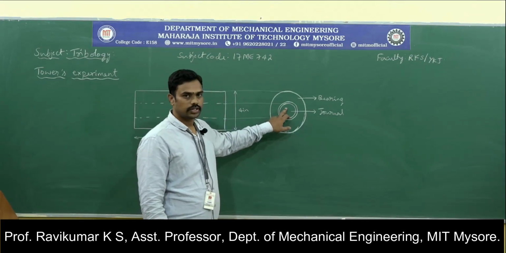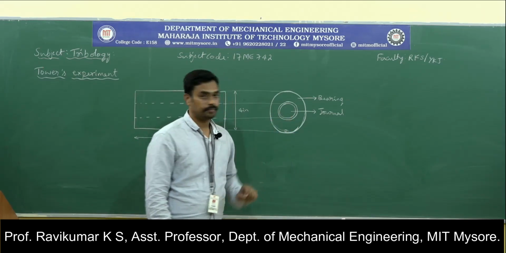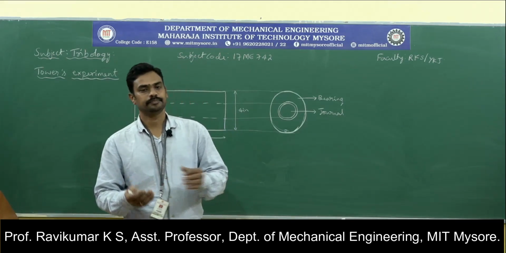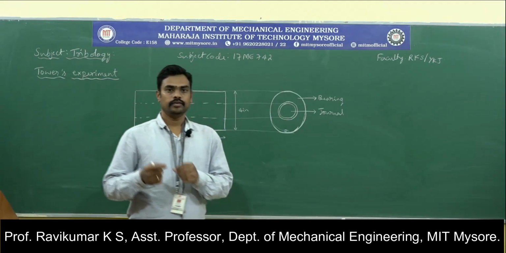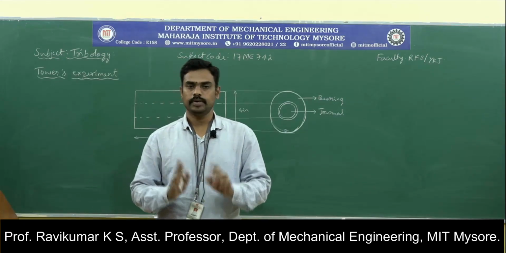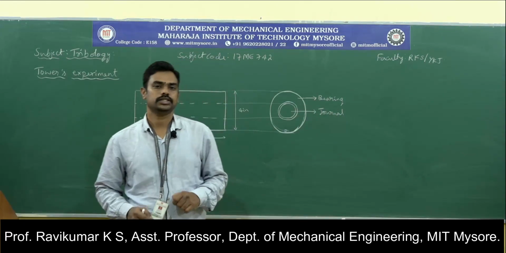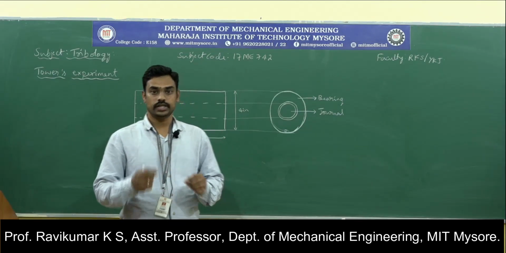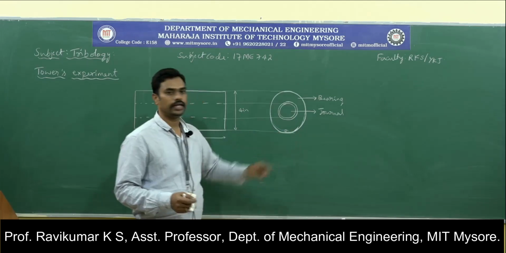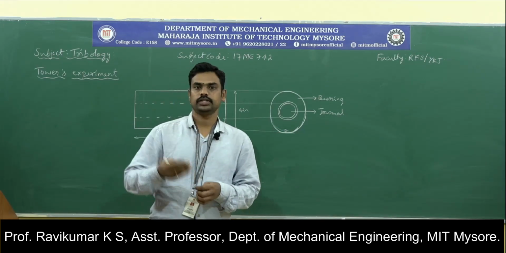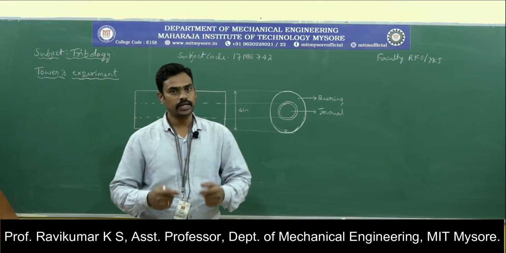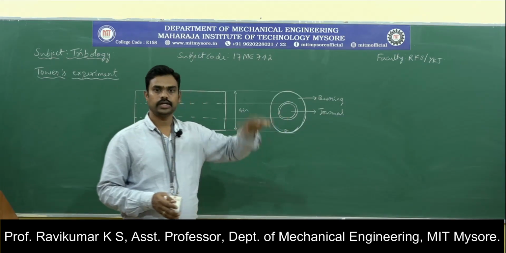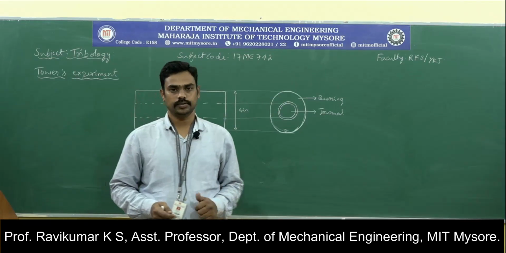People used to think there will be a contact between journal and the bearing, and to reduce the friction between the journal and the bearing, we need to supply the oil. This was the mentality of the people at the beginning of the 19th century. Just to make the surface between the journal and the bearing slippery, to reduce friction, people used to supply the lubrication. That was the concept in the early 19th century.